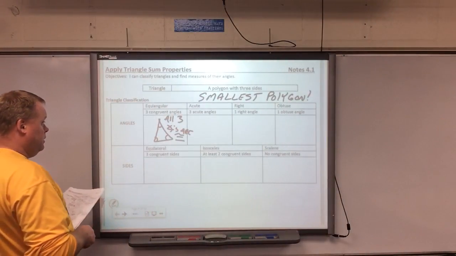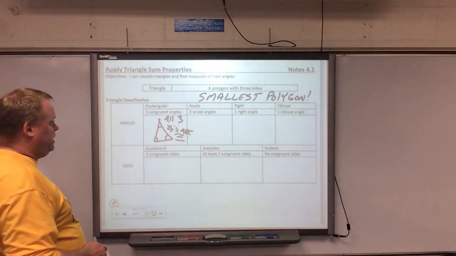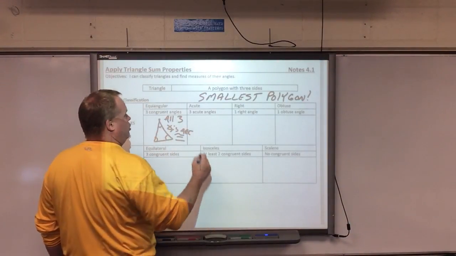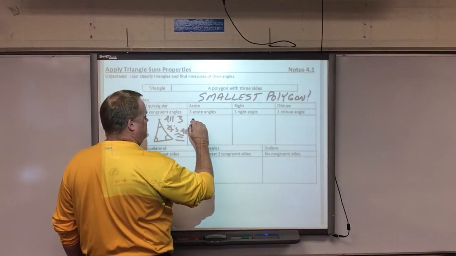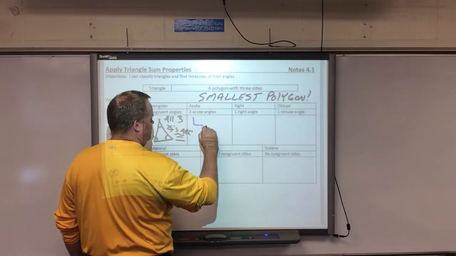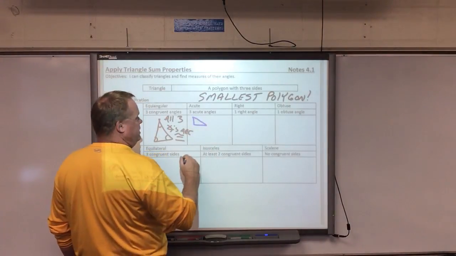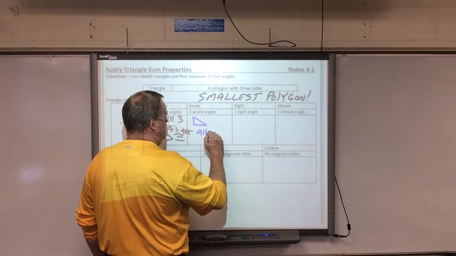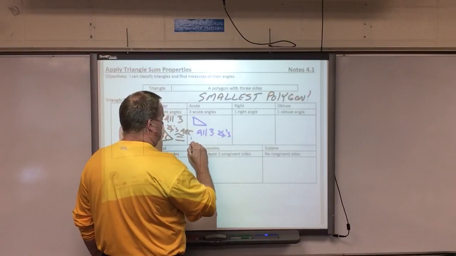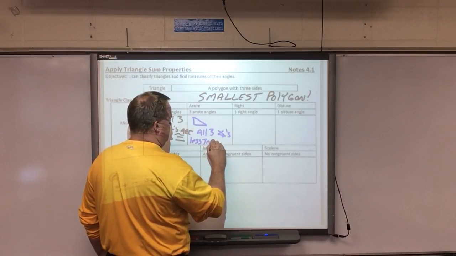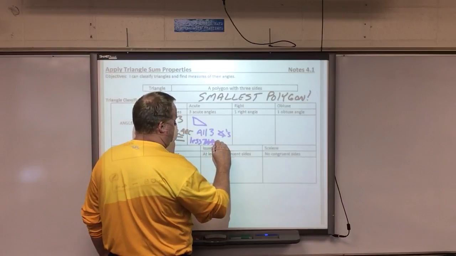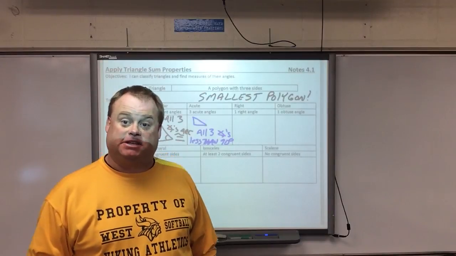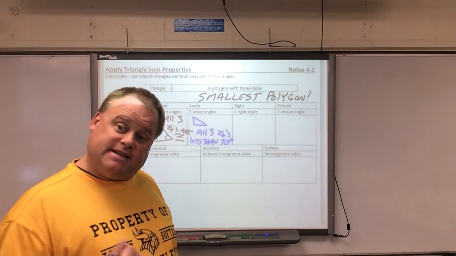The second one is 3 acute angles. This tells you that all 3 angles inside a triangle are less than 90 degrees. If I have a triangle, I'm going to draw one here, all 3 angles are less than 90 degrees, because remember, acute means less than 90.